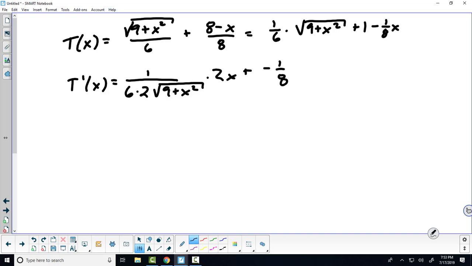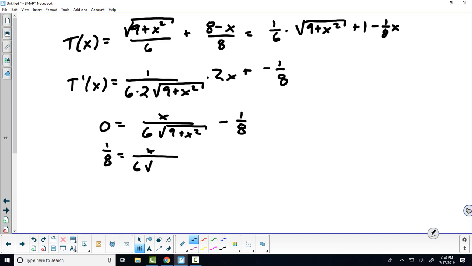Okay, so we found the derivative. Now what do we need to do? Find its critical numbers. In this case, they are only going to come where it's 0. So we end up with 0 is equal to x over 6 square root of 9 plus x squared minus an eighth. Where did the 2's go? Okay, they canceled. So we get 1/8 is equal to x over 6 square root of 9 plus x squared.